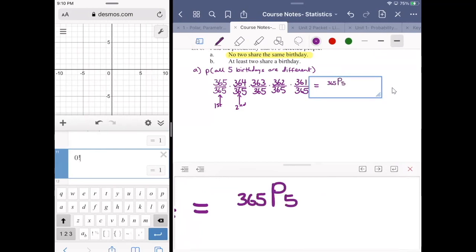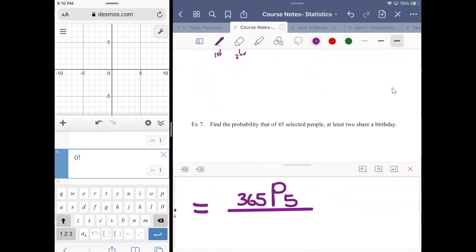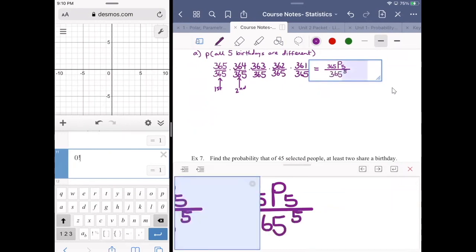Now you could look at that and say, all right, cool. Why would I have to write that? Couldn't I just multiply 365 times 364 times 363 times 362 times 361, get that answer and be fine? My answer to that is, well, look at the next problem. 45 people instead of 5 people. That's a lot of multiplying. So we definitely want a shortcut. Right? So then the bottom is just 365 being raised to the 5th power because it's an identical value being multiplied by itself 5 times.